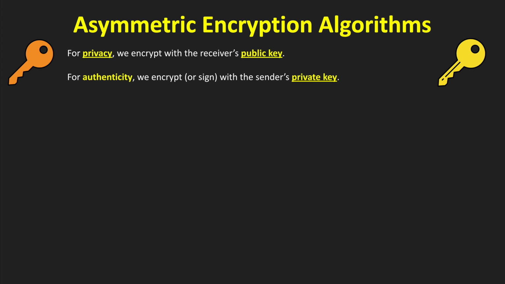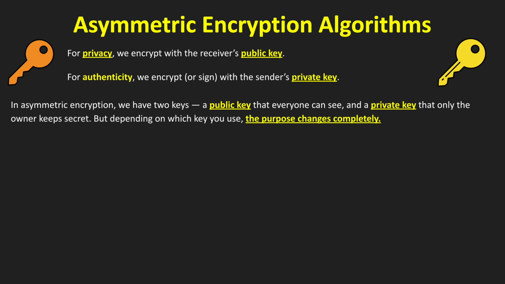So what is the advantage of using the asymmetric encryption algorithm? For privacy, when we send the message, we encrypt with the receiver's public key, and for authenticity, we encrypt or sign with the sender's private key. What does that mean? Let's take it step by step.